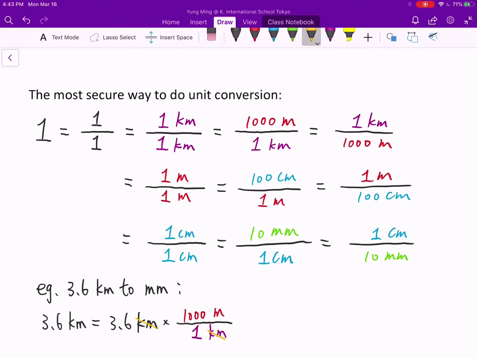Okay, so now everything is only in terms of meters. You realize that this is the only unit that I have, right? I don't see any other unit anymore. The km and km got cancelled out already, so I look cool. So I officially convert myself into meters.